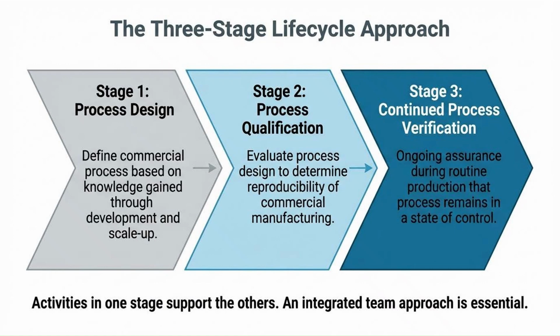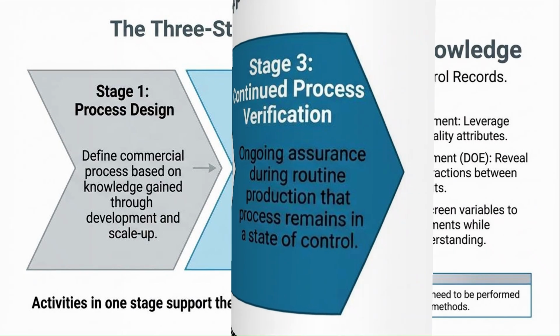Stage 1, process design, where we define the how based on development knowledge. Stage 2, process qualification, where we prove the process is capable of reproducible manufacturing. And Stage 3, continued process verification, where we ensure the process stays in a state of control during routine production. These stages are integrated. Data from one fuels the success of the next.